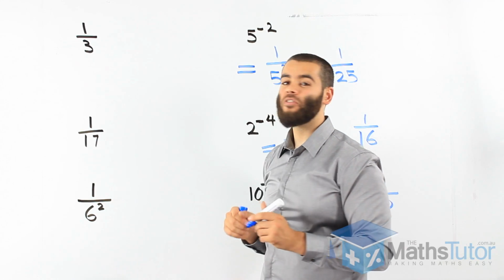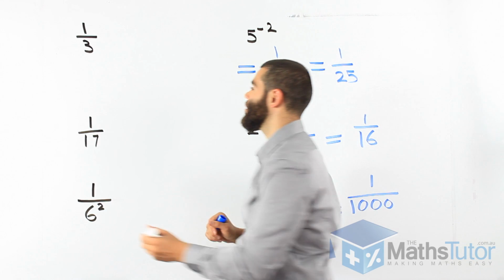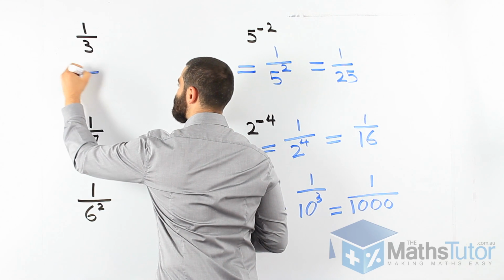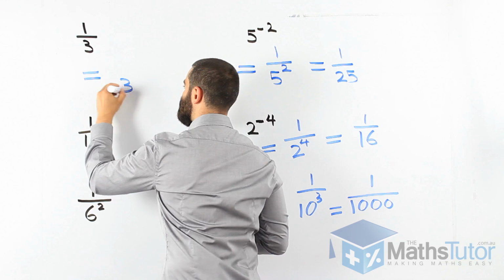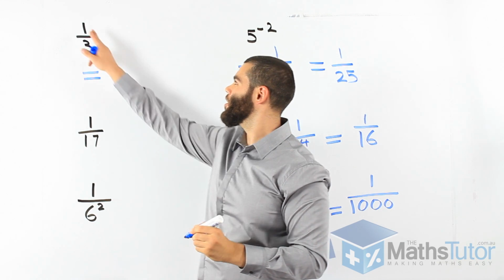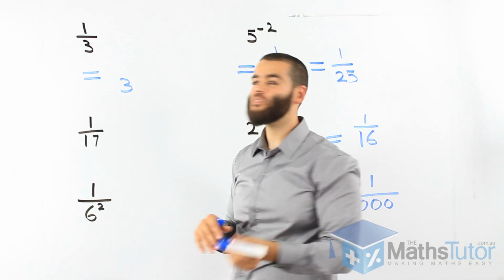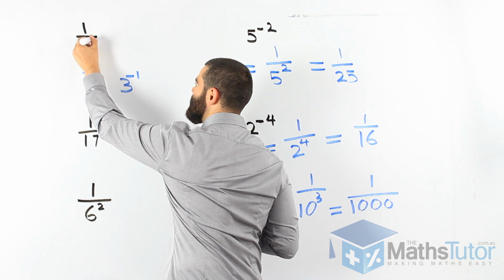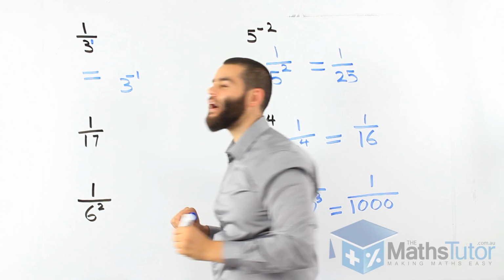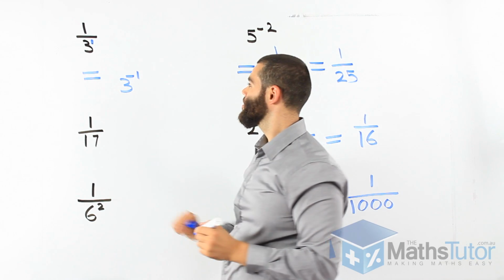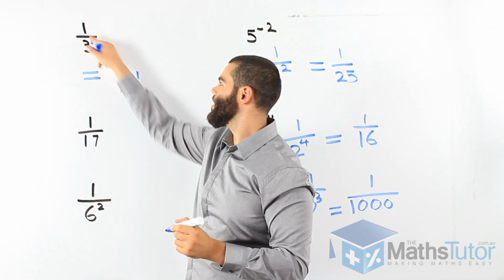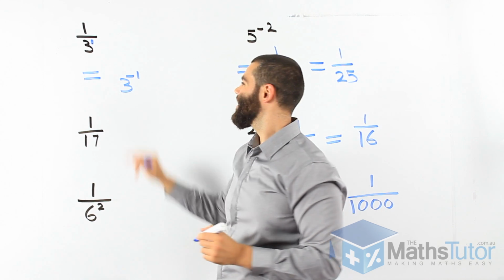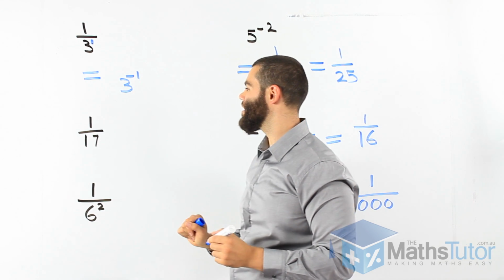Now let's change fractions back to negative indices. We have 1 over 3. We know we can write it in another way. The 3 is there. And we know 1 over, in reality, transforms and becomes negative 1. Because there's a 1 there, it's invisible. 3 to the power of 1 is just a 3. So the 1 over transforms, becomes negative, and we get 3 to the power of negative 1.